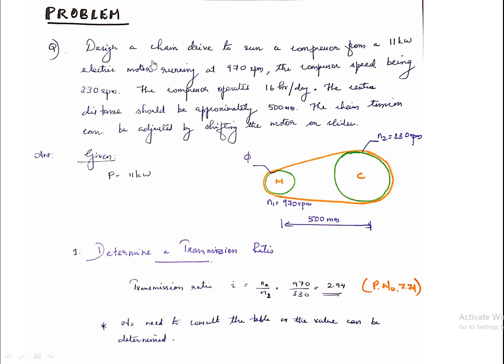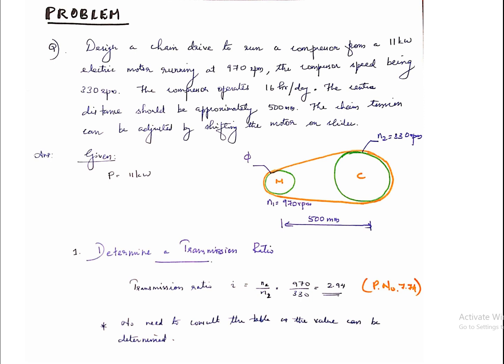Okay, now the problem is to design a chain drive to run a compressor from an 11 kilowatt electric motor running at 970 rpm, the compressor speed being 330 rpm. The compressor operates 16 hours per day. The center distance should be approximately 500 mm. The chain tension can be adjusted by shifting the motor on slides. So this is the question. Now you are asked to design a chain drive to run a compressor from an 11 kilowatt electric motor.